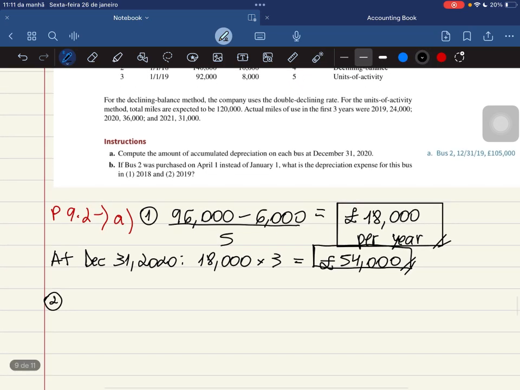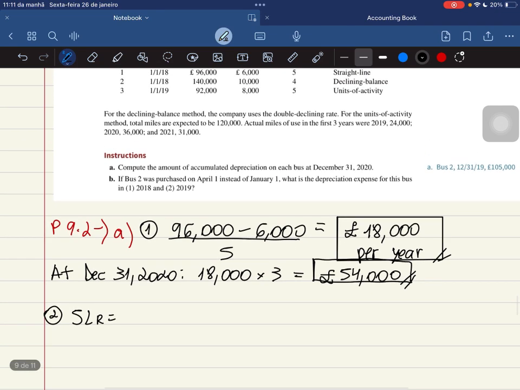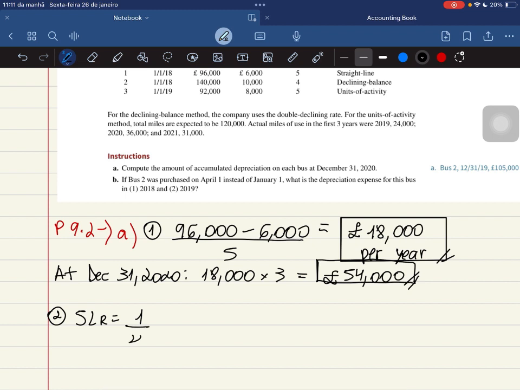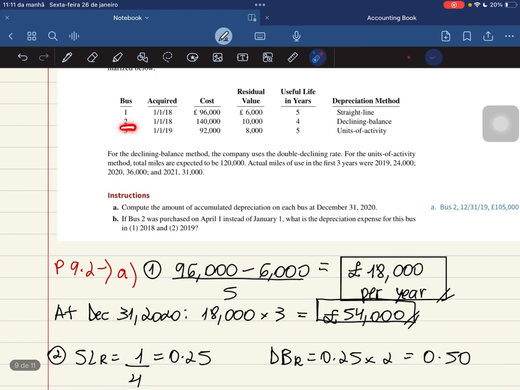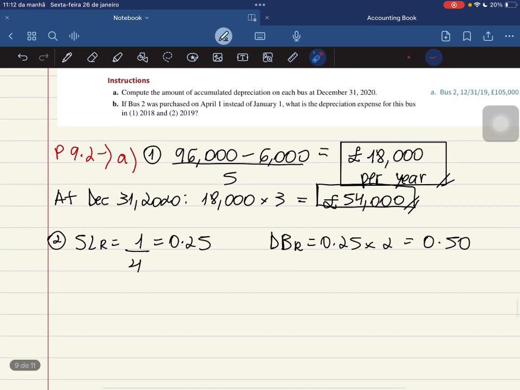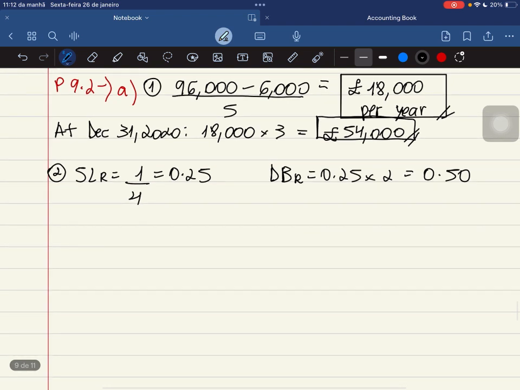So we have to assume that the previous straight line rate for bus number 2 was 4. So this is why we have to divide 1 by 4, and we would get 0.25. And then indeed we have to double this rate in order to get the double declining balance. So it would be 0.25 times 2, and that gives us 0.50. The reason for that is because we're talking about different buses. If you did 1 divided by 5, because here you see straight line, that is actually wrong because the buses there are different. So just be careful. This exercise is a little bit tricky.